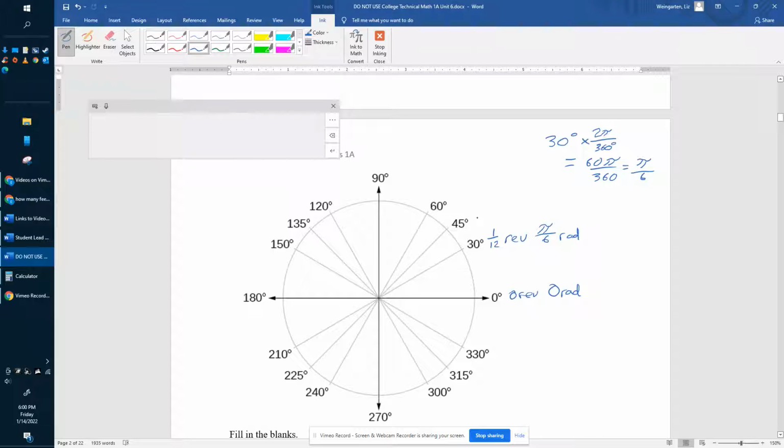How about 45 degrees? So we have 45 degrees. How far is that around the circle? Well, we can do 45, 90, 135, 180. So that's 4 times, and 4 times the other way. That's going to be 1/8 of a revolution.